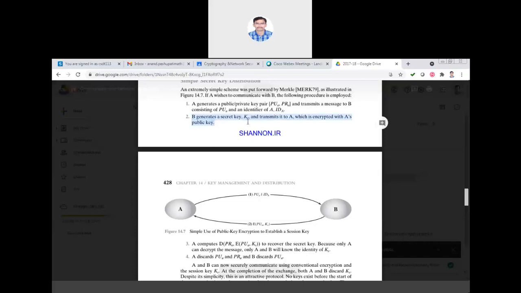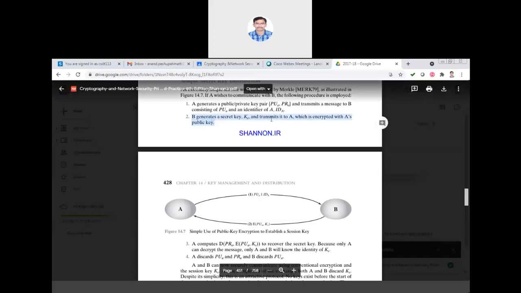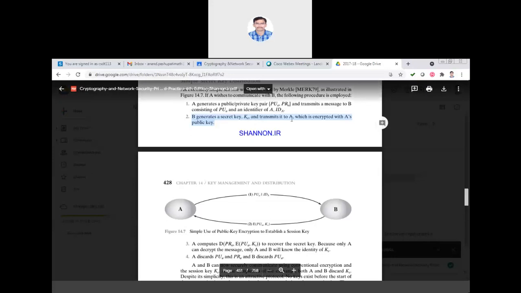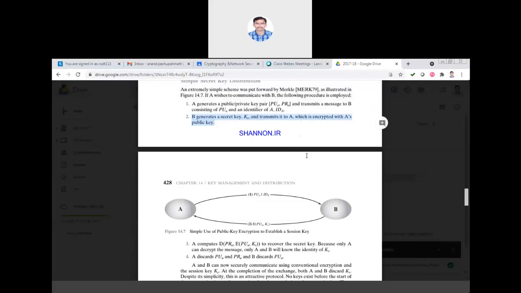After that, B generates a secret key KS. What is KS? KS is nothing but the session key, and B transmits it to A. This first communication is a request for a session key, and B responds to it, sending KS encrypted with A's public key. How can B encrypt using A's public key? Because in the previous request, B got the public key of IDA. Using that public key, B transfers the session key to A.